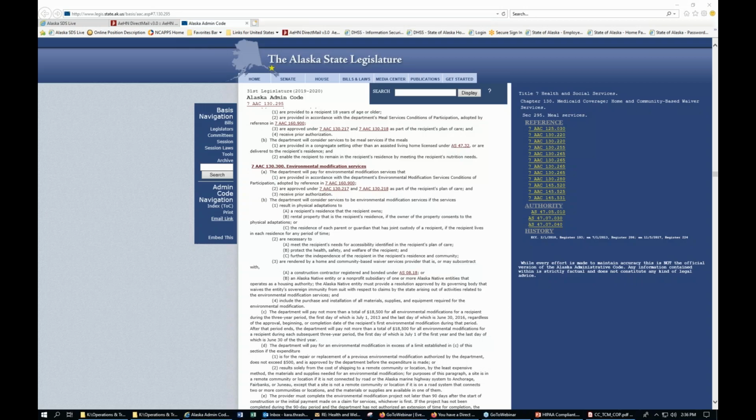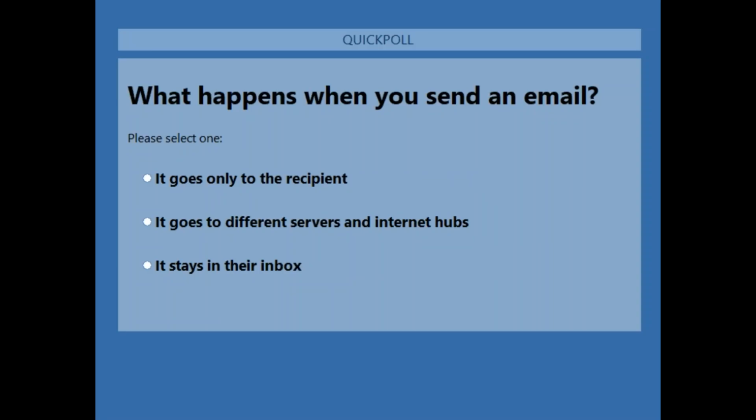Okay. Here's the easy one for you. What happens when you send an email? It goes only to the recipient. It goes to different servers and internet hubs where it stays in their inbox. Which is the best answer?